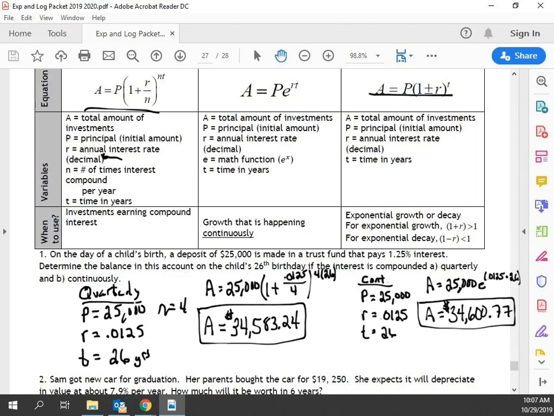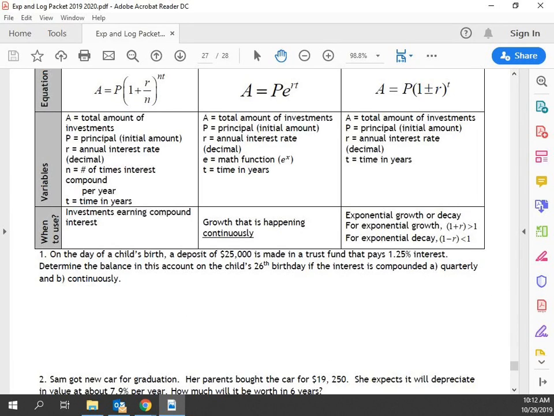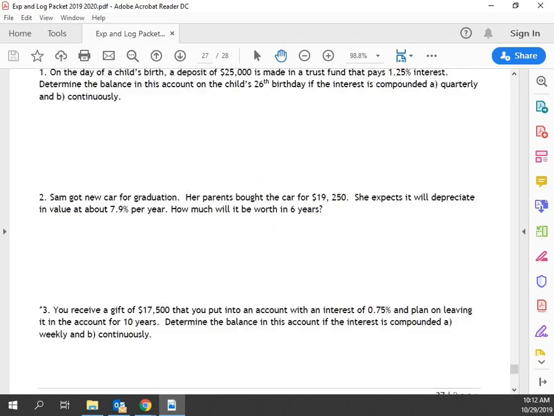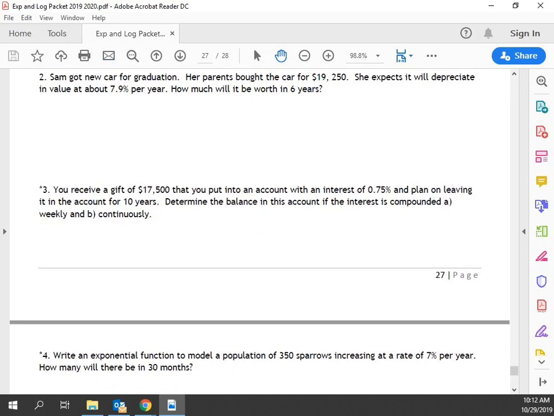All right. So that's how you work through those, guys: go ahead and use the formulas. The formulas will be given to you on the test, so you don't have to worry about memorizing those. Just know what each one is used for. So we'll move on to the next one.